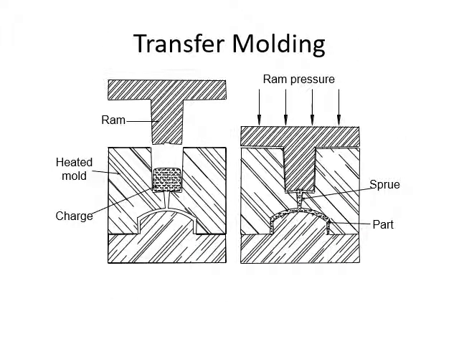Here is the transfer molding. Transfer molding has a heated mold over here, and then you have the ram and the charge. The charge is the material that you want to mold. You push the ram, and you have a sprue and the part component over here.